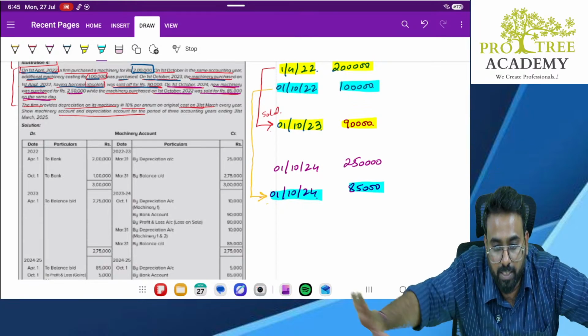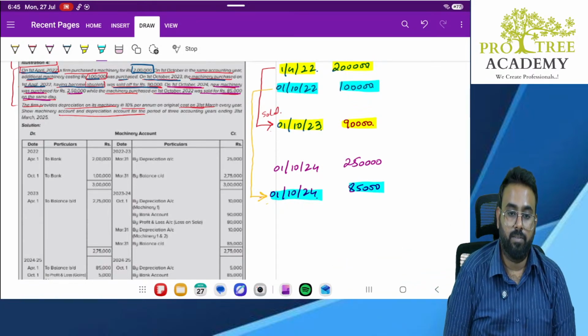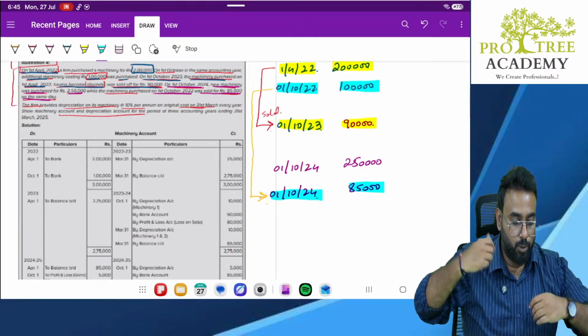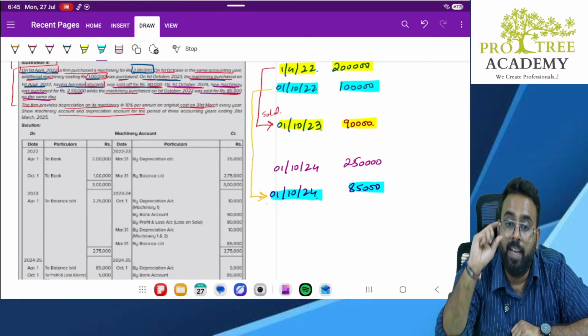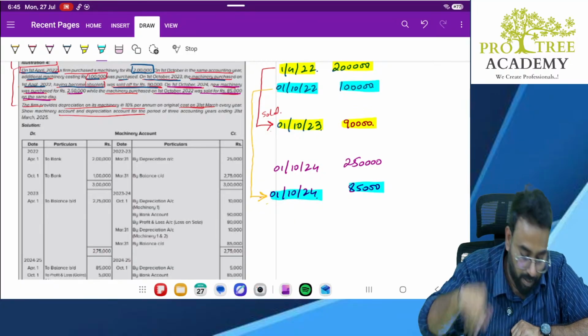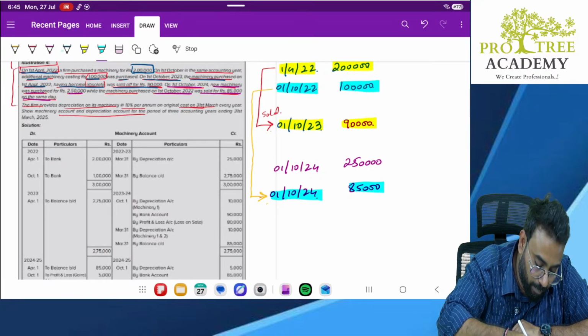Now both the machines are not there in the business. Both the machines are sold. But understand, timing is the issue. Now come back here.